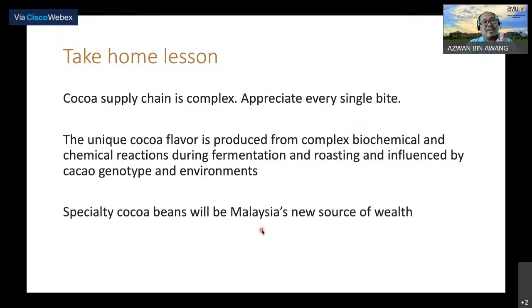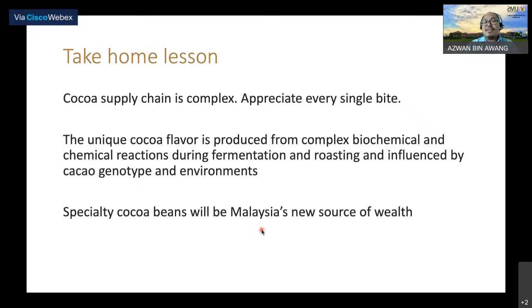So, all right, quite long. Take-home lessons. Number one, the cocoa supply chain is complex, right? You can see that from producing the seeds, from planting the seeds, until the making of chocolate, it takes a long chain. It involves many people and many expertise. You need people who are experts in food, agriculture, agronomy, genetics, chemistry, and many, many more.